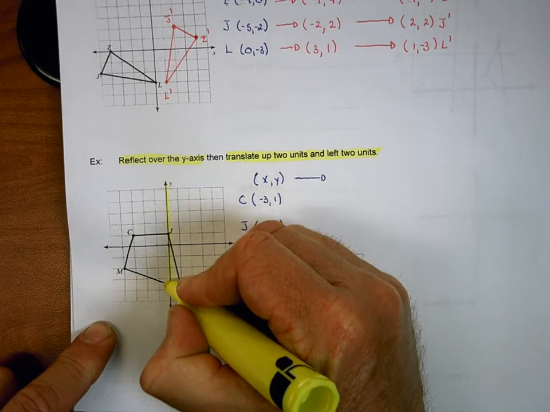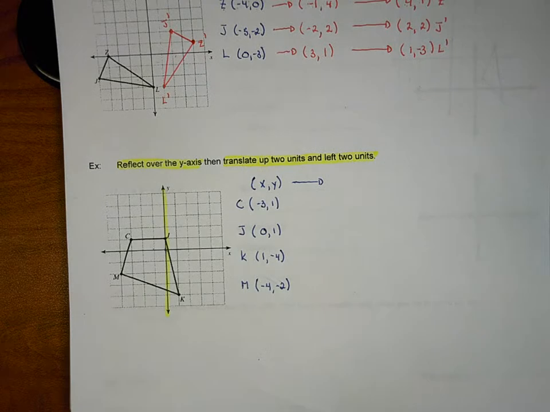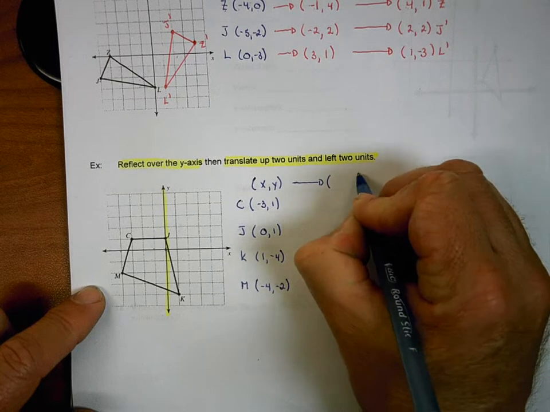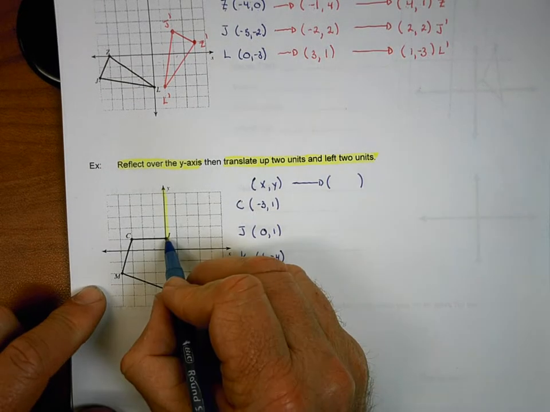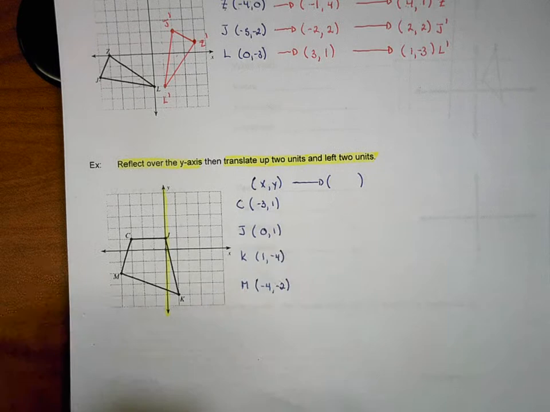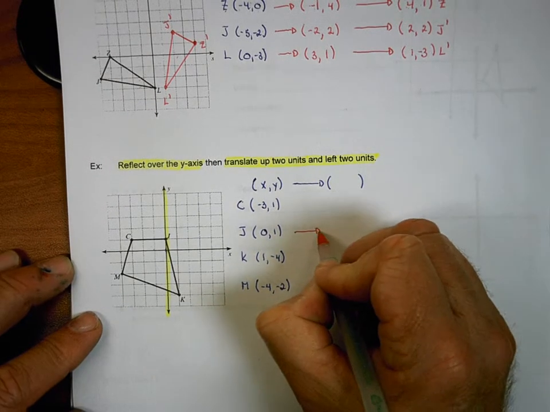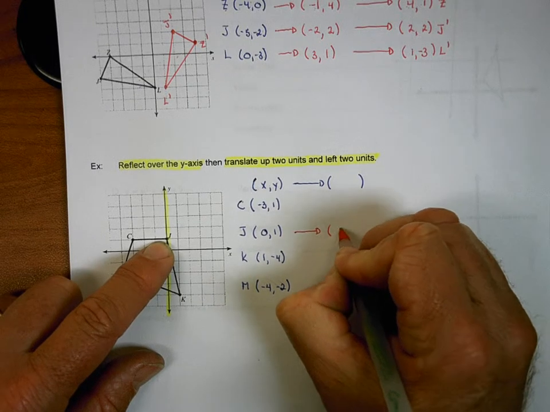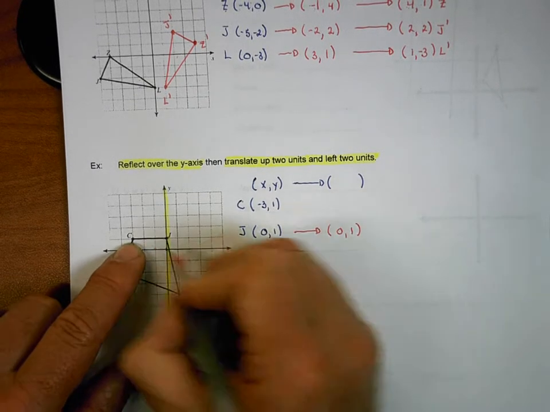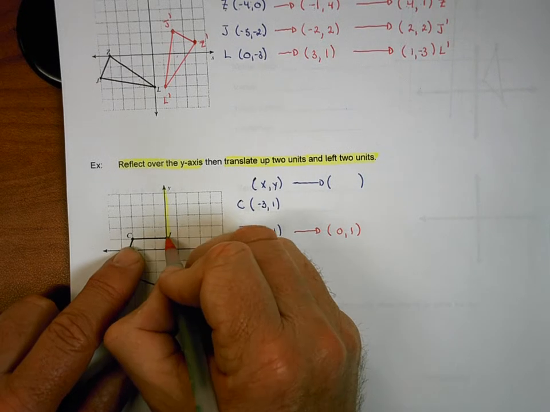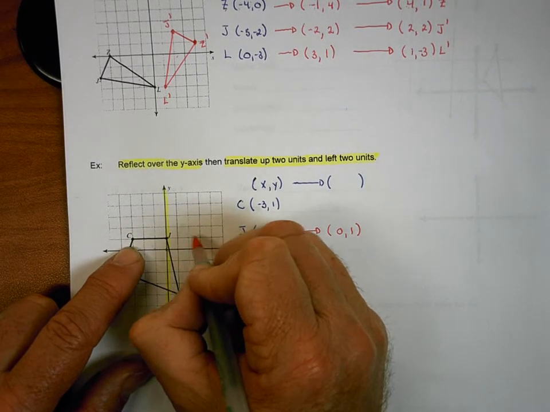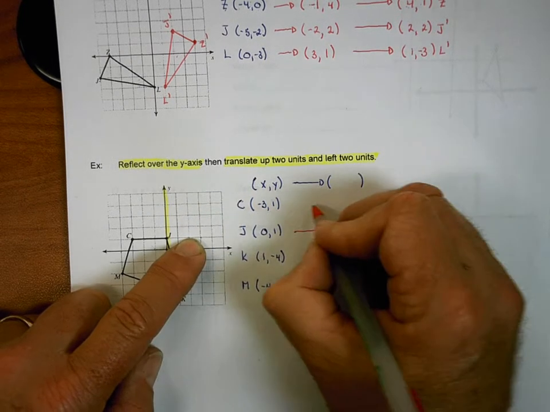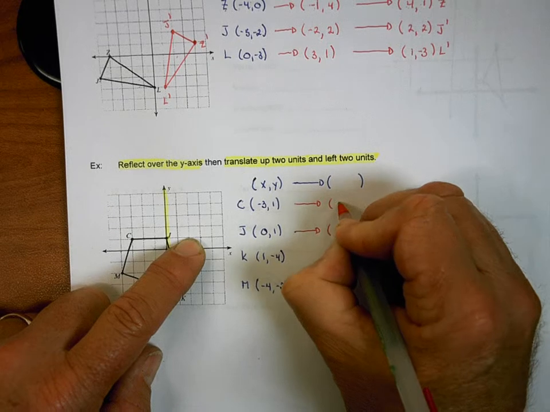Okay, so what I'm going to do is I'm going to write the new coordinates of what each one of my points is going to be. Okay, so I'm going to reflect over the y-axis. So J won't change at all. When I reflect, J is already on the y-axis, so the coordinates of J are not going to change. Okay, C is 1, 2, 3 units to the left, so that means when I reflect, C is going to end up right there. Well, what are those coordinates? That is 3, 1. So C is going to become 3, 1.